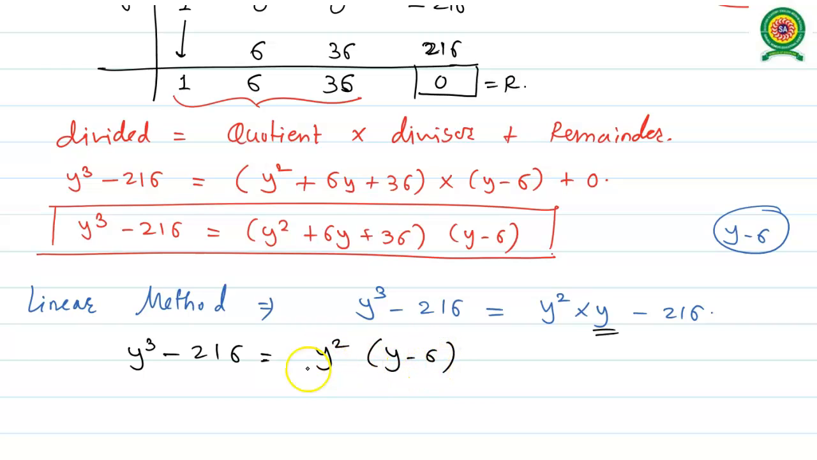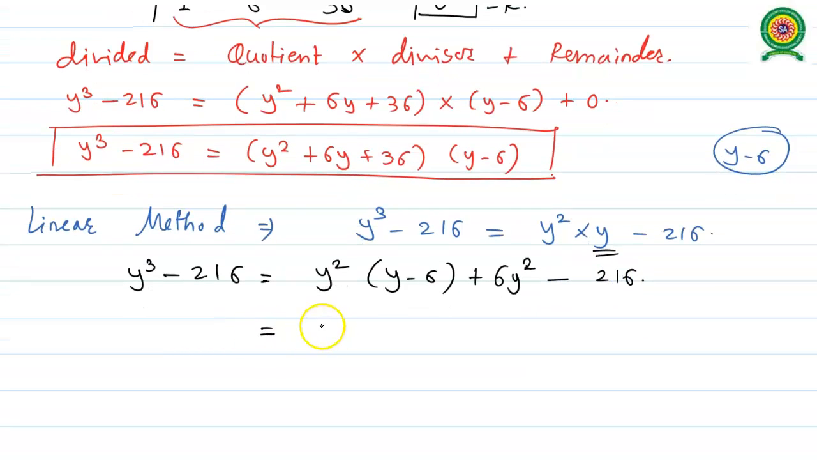Once we distribute y square over the bracket, we get y cube and minus 6 into y square, that is minus 6y square. To cancel out the minus 6y square, we add positive 6y square and minus 216 as it is. So we have y square into y minus 6 plus, we can now write 6y square as 6y into y, minus 216 as it is.